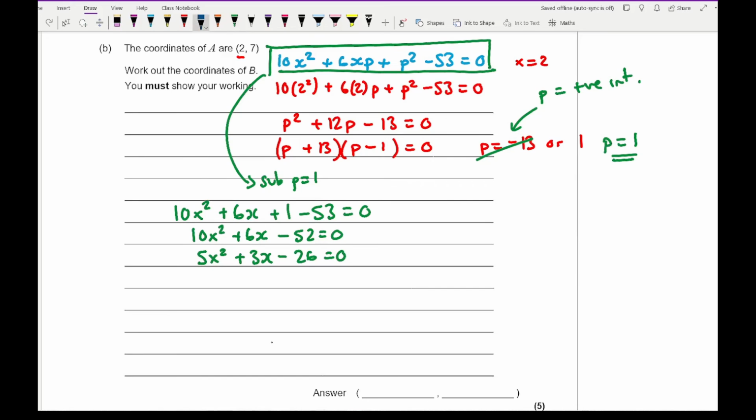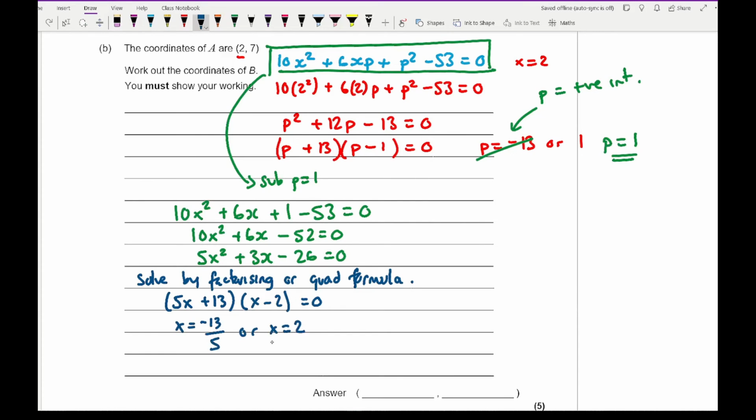Now what I want to do is solve by either factorizing or the quadratic formula. It's entirely up to you which one you go for. If you do factorize, it does factorize, and it'll be 5x plus 13 and x minus 2 equals 0. If I go on to solve this, I get x equals minus 13 over 5, or x equals 2. And if I use the quadratic formula, I should still end up with those two answers.